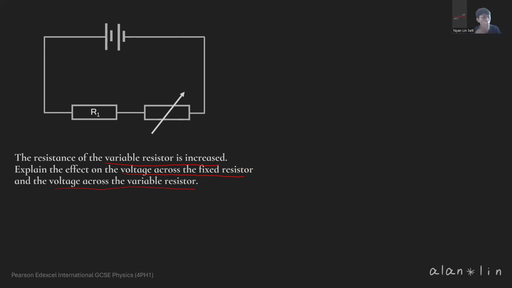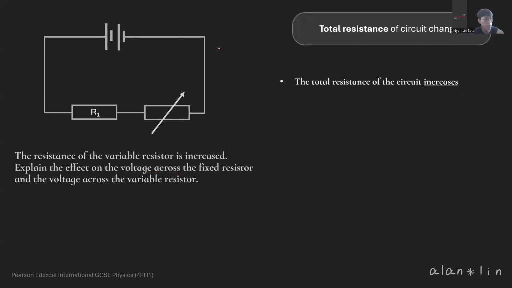So of course, we're going to start with looking at the total resistance. So because the resistance of the variable resistor has increased, so the resistance across this guy has gone up, the total resistance is also going to increase. Why? Because it is a sum. Next, we're going to look at the impact of that on the total current. Now, because the resistance has gone up, the current to the circuit is of course going to decrease.